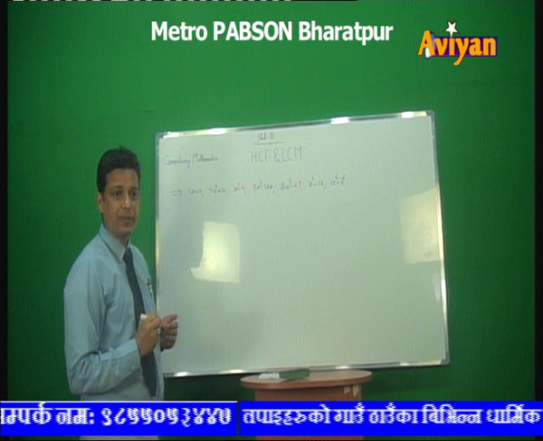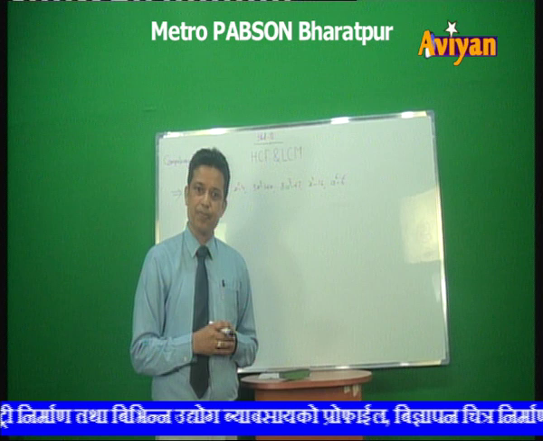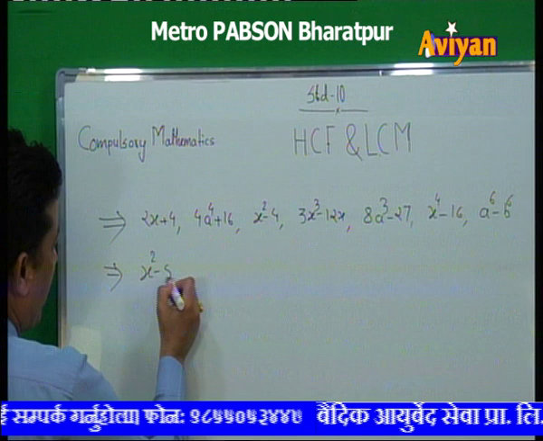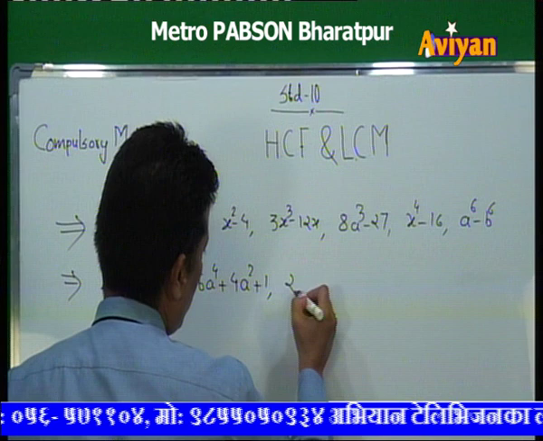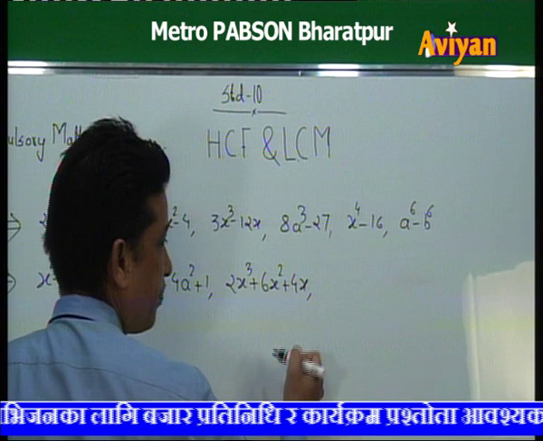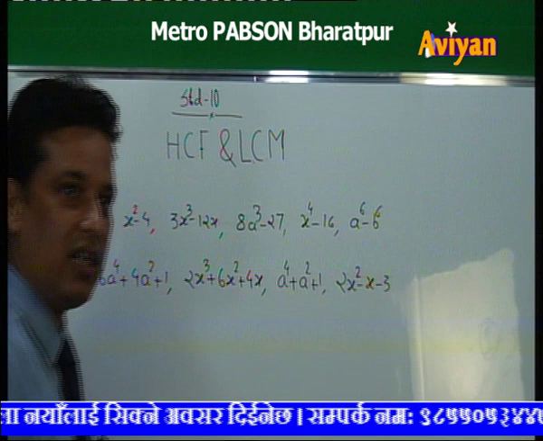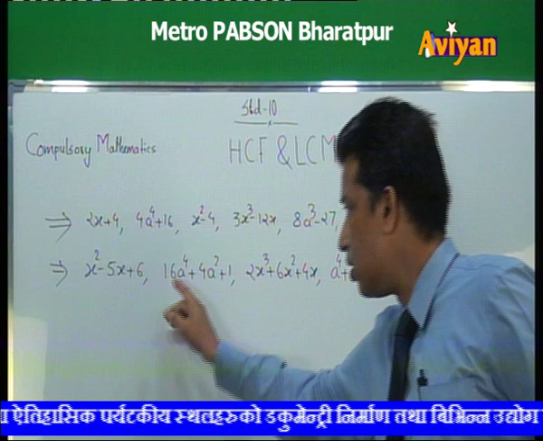Similarly, some expressions may have three terms. In this lesson, HCF and LCM, we will factorize expressions with three terms, and I am going to give some examples here, like x squared minus 5x plus 6, 16a to the power 4 plus 4a squared plus 1, 2x cubed plus 6x squared plus 4x, a to the power 4 plus a squared plus 1, 2x squared minus x minus 3. Dear students, I have written 5 expressions as examples. You can see here, 1, 2, 3 terms, 1, 2, 3 terms.